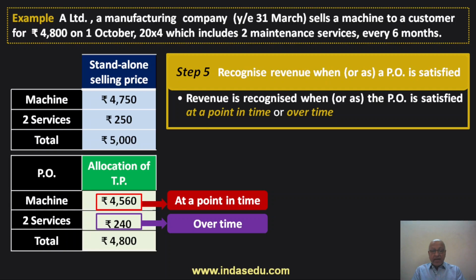What is at a point in time? When control of the good or service is transferred to the customer, then machine is delivered. It is transferred to the customer. That means the control is transferred. And over time is what? When the entity's performance obligation creates an asset momentarily, because the asset is simultaneously received and consumed by the customer. For example, here you see maintenance service. It is received and immediately consumed by the customer.